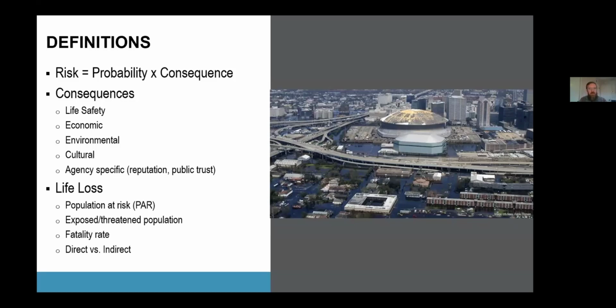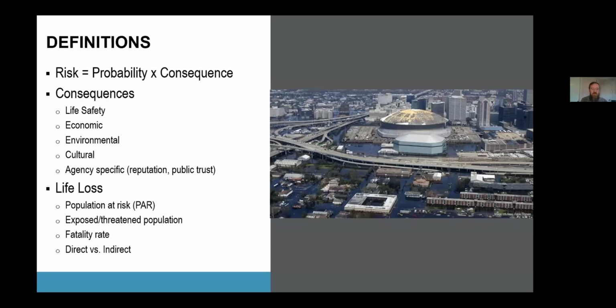Another thing that we need to know about is the fatality rate, which is applied either to that exposed population or to the population at risk, depending on the type of model that you're using. So it's a point you need to be aware of, that the fatality rates are a little different depending on which model you're using. And the last thing to be aware of is direct versus indirect fatalities.